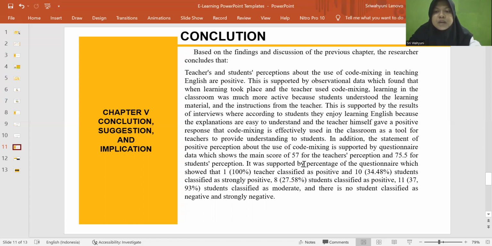It was supported by the percentage of the questionnaire, which showed that 100% of teachers classify as positive, and 10 students or 34.48% classify as strongly positive, 8 students or 27.58% classify as positive, and 11 students or 37.93% classify as moderate, and there are no students who classify as negative or strongly negative.